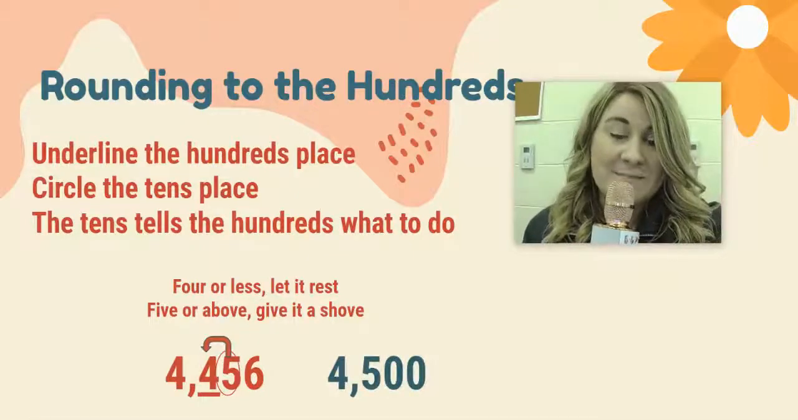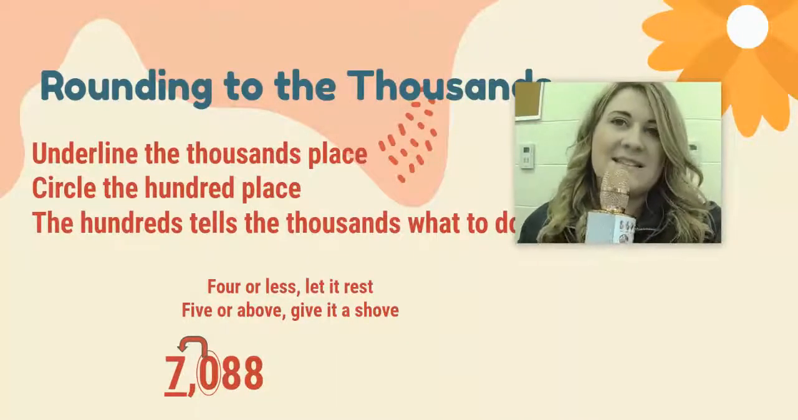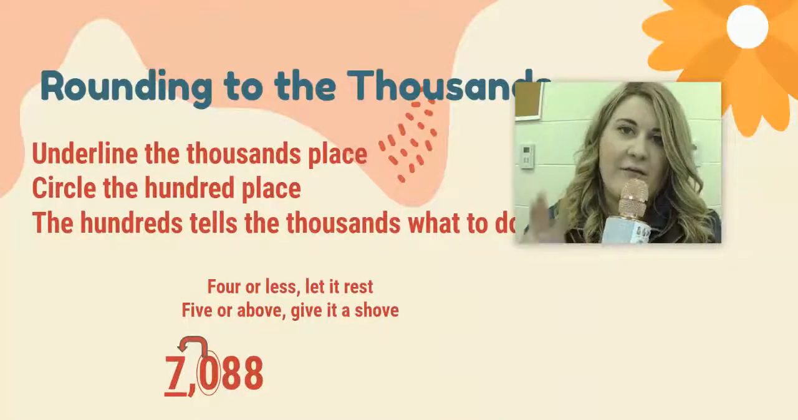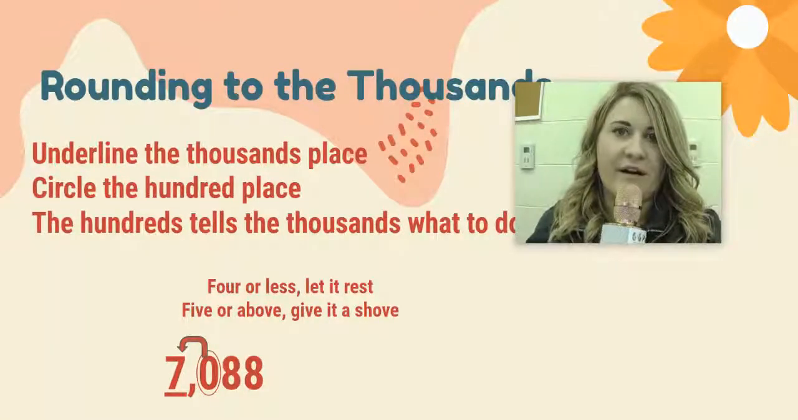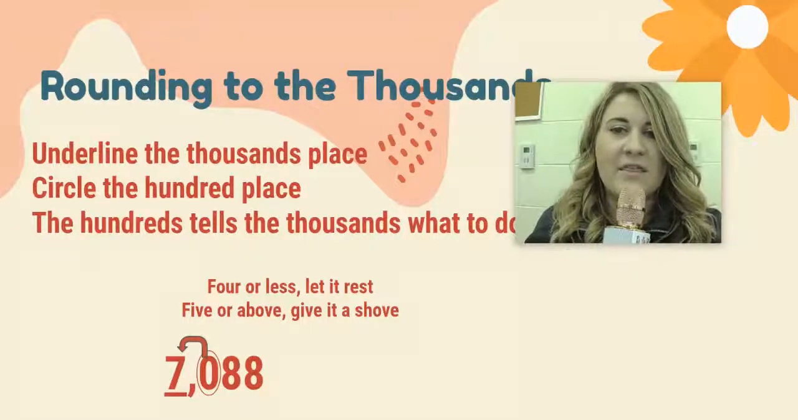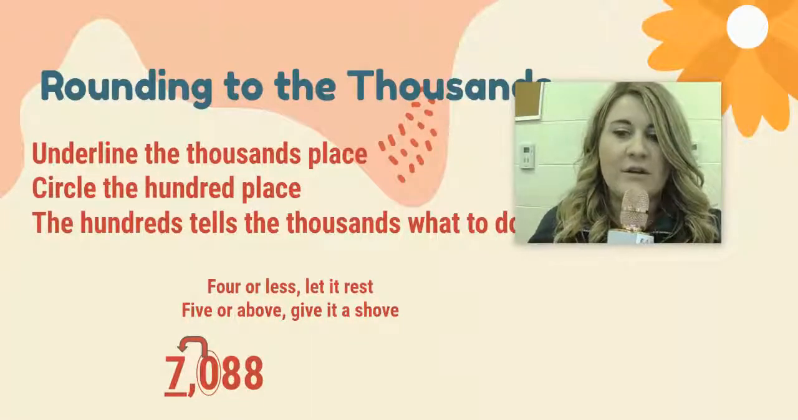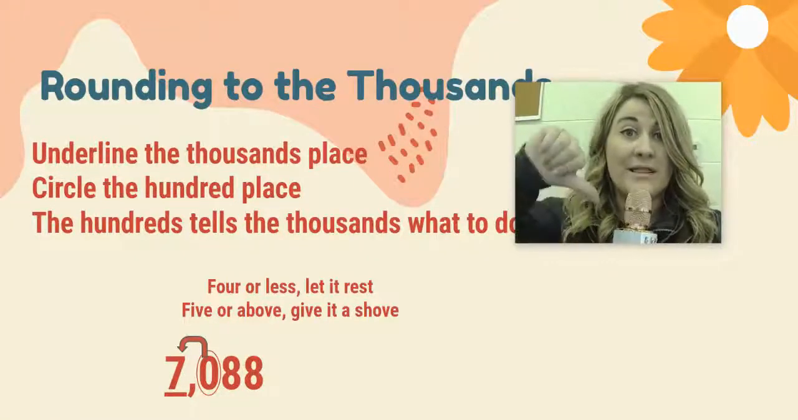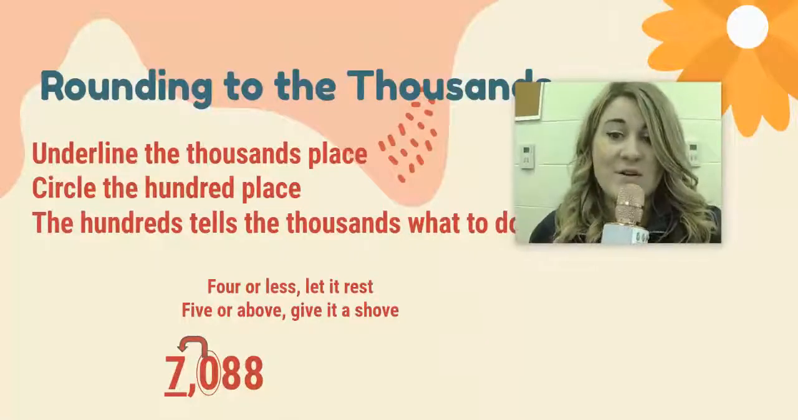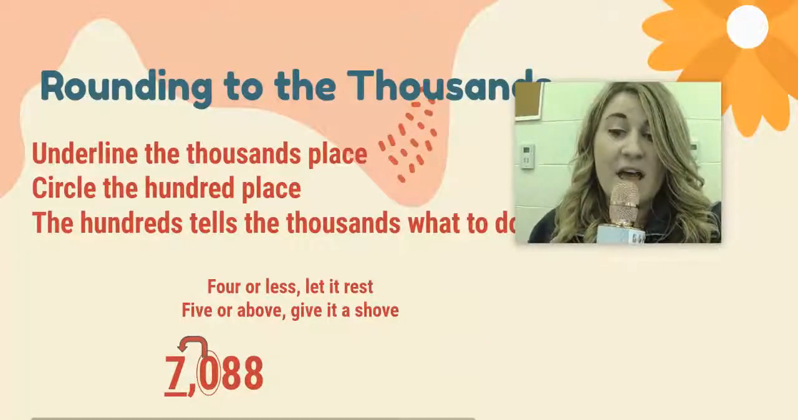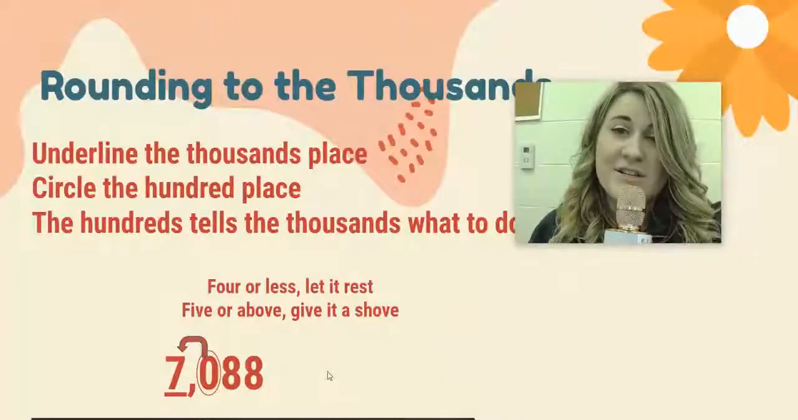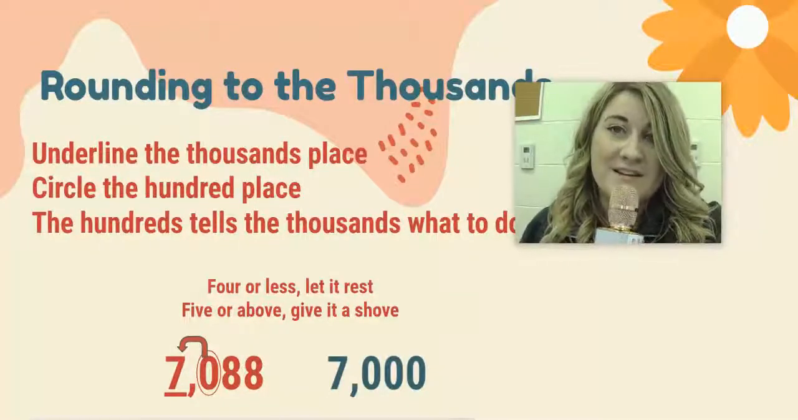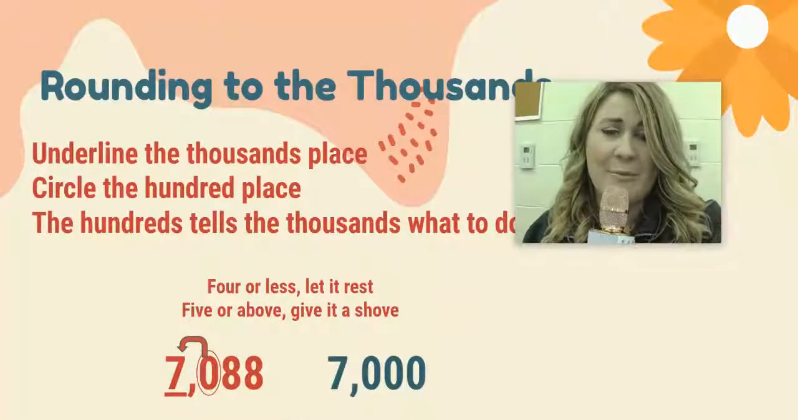All right, our last place is rounding to the thousands. This is the easiest one because all of your answers have to have 3 zeros. So really the only thing changing here is your thousands place. So we underline the 7 because it's in the thousands place. We circle the BFF, which is the hundreds, and the 0 is telling the 7 to either rest or shove up. Is 0 4 or less, or is 0 5 or above? 0 is 4 or less, so we're going to let the 7 rest, and it's going to stay 7. So then the 0, the 8, and the 8 are all going to turn to zeros, and it's going to round to 7,000. So it's the easiest one to round to because we're just adding in a bunch of zeros.